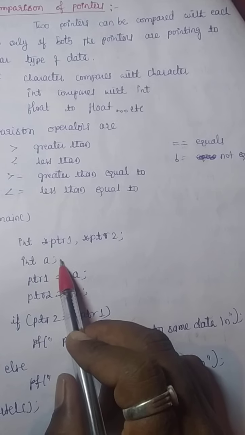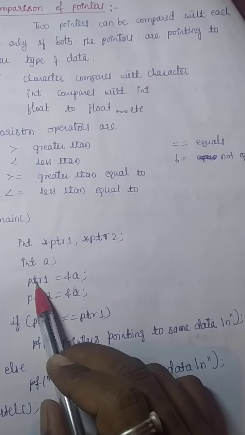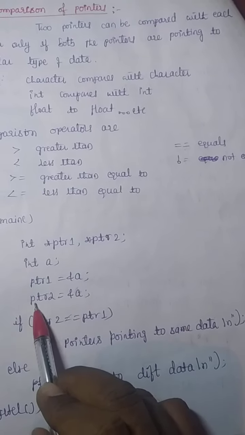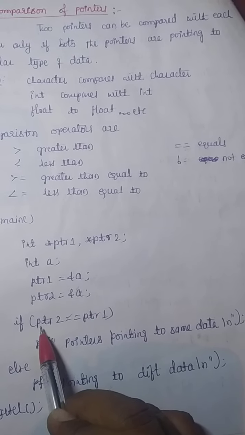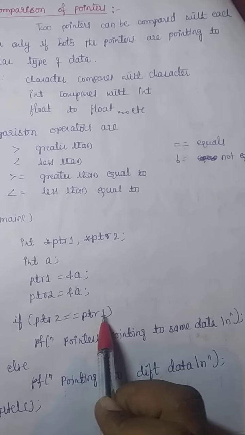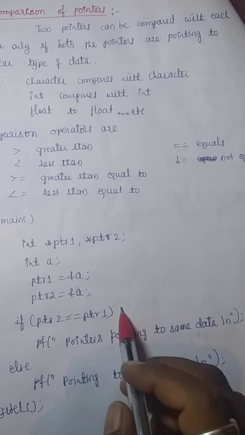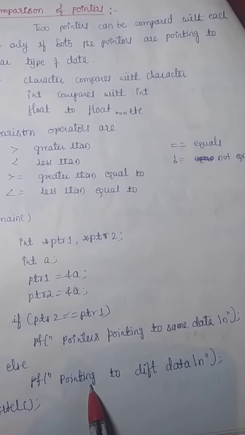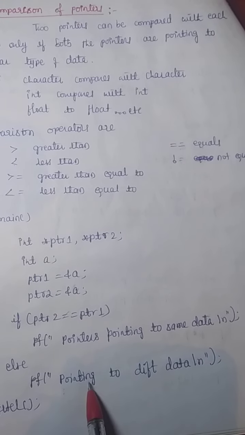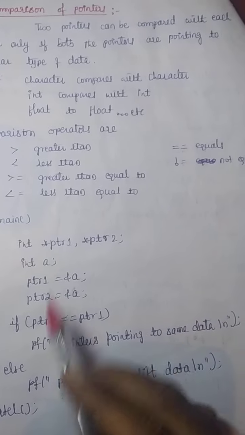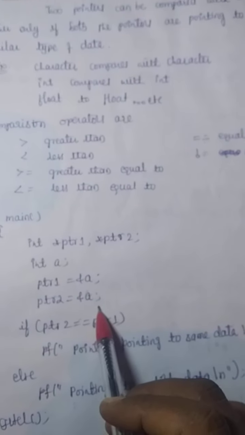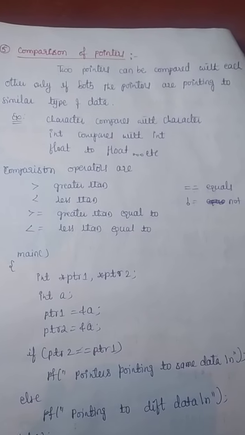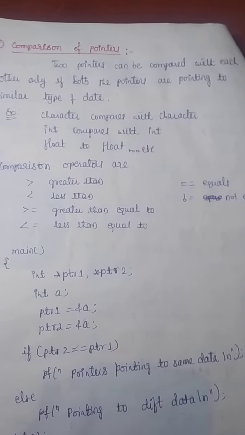Suppose you take one more variable called int b. The first pointer has the address of a and the second pointer has the address of b. If you compare like this, ptr2 equal to ptr1, the condition will become false. When the condition becomes false, you can print the else part statement: printf pointers point to different data. It means your pointers are pointing to different data. So this is the comparison. You can use the less than symbol also here. Less than, greater than symbols and not equal symbols can be used to check or compare the pointers. So this is comparison of pointers.